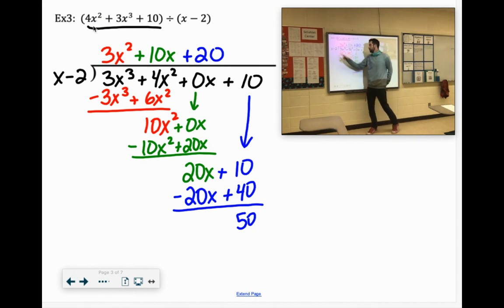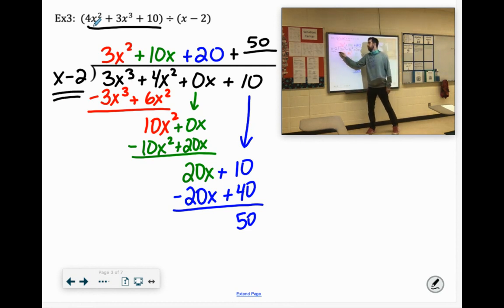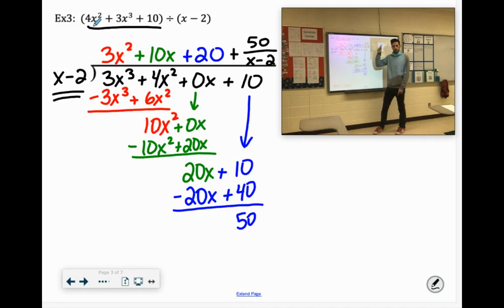And x minus 2 can't go into 50 at all, right? So what you do is, this is your remainder. So you put plus your remainder, 50, over what you're dividing by, the x minus 2. So that's what you do with your remainder. Now if that was negative 50, you could write minus 50 over x minus 2, or you could put plus negative 50 over that. That works fine too. So that is up to you.